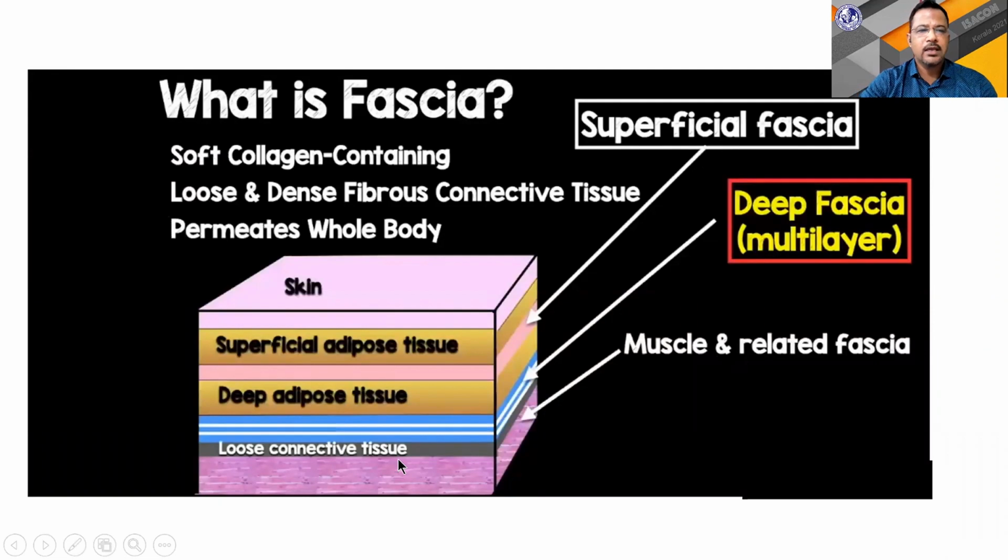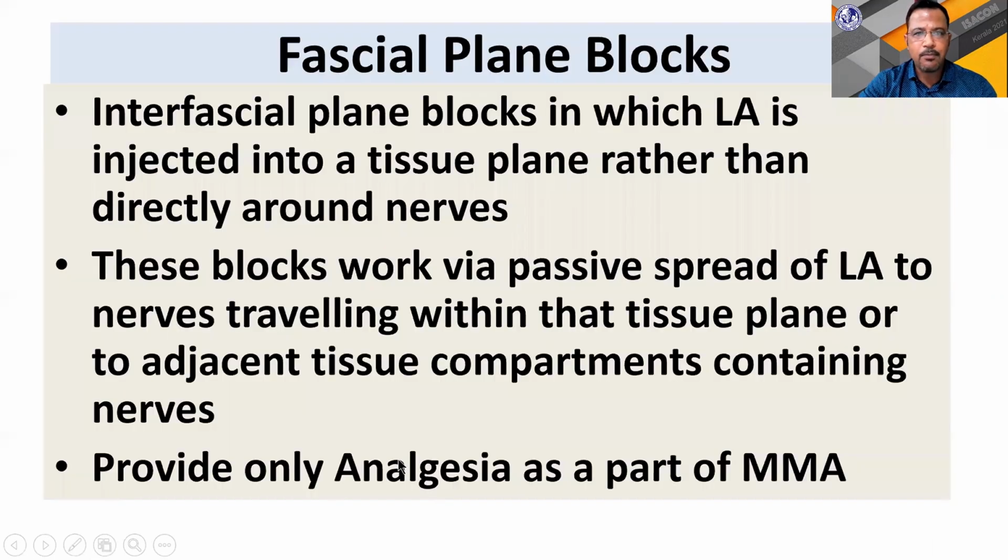Fascia is a soft collagen-containing loose and dense fibrous connective tissue which permeates the whole body. In the body, you have a superficial fascia, the deep fascia, and muscle and related fascia. It is this deep fascia, or multi-layered fascia, in which the nerves travel, and this deep fascia is the target for any interfascial plane blocks.